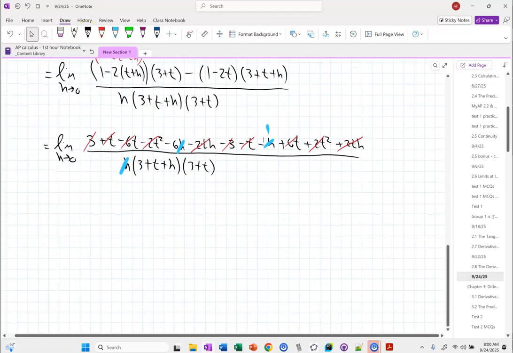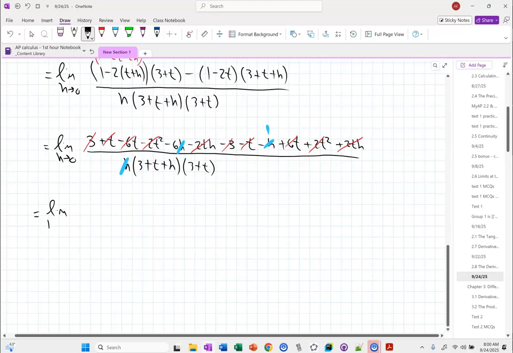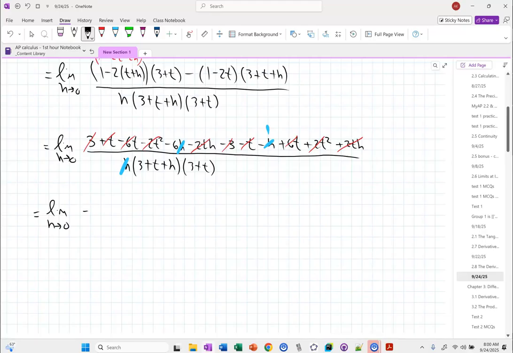Reduce those guys out. I'll just call that negative 7a. And when I do the limit, those h's go to 0. So I backed. So good? It's a lot of algebra there, but it's okay.